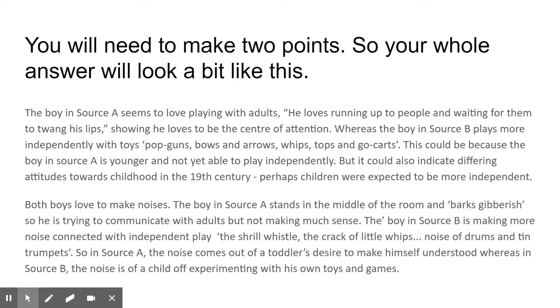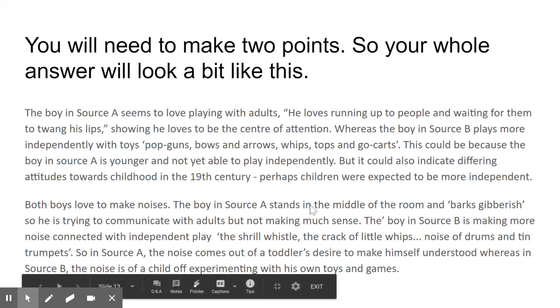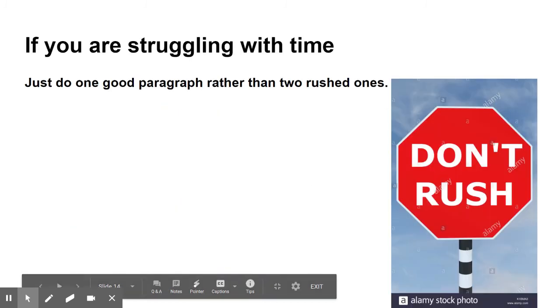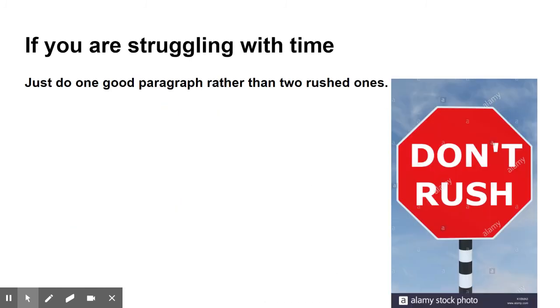So your answer is going to look like this. Pause that and read them if you want to. So there's 2 paragraphs. If you are struggling to do 2 paragraphs, which you might be because it's really hard, it's better just to do 1 good paragraph rather than 2 rushed ones.